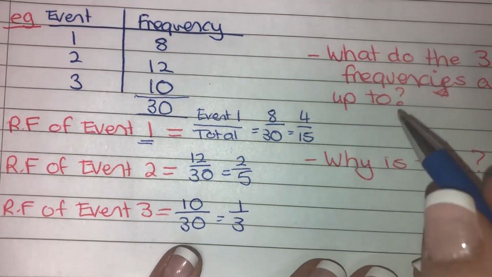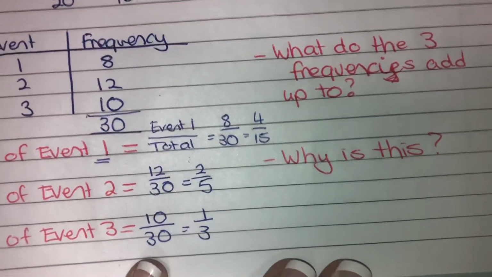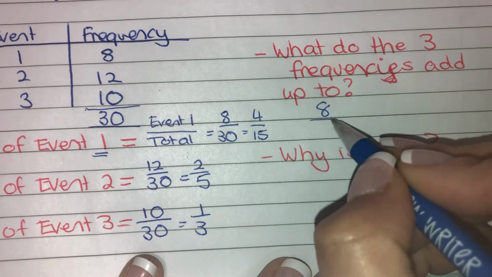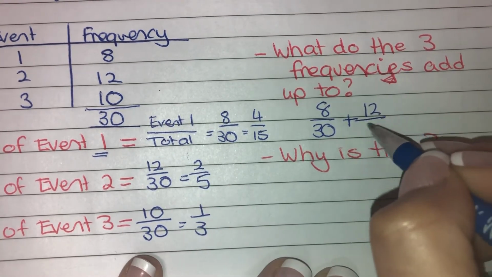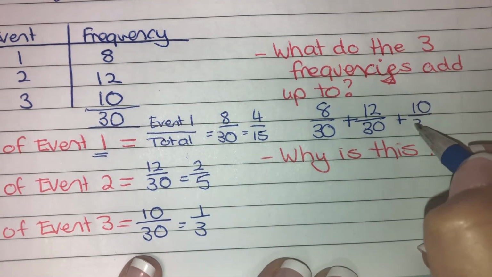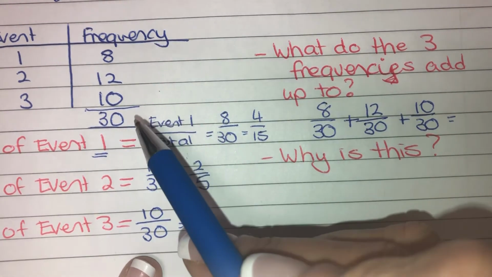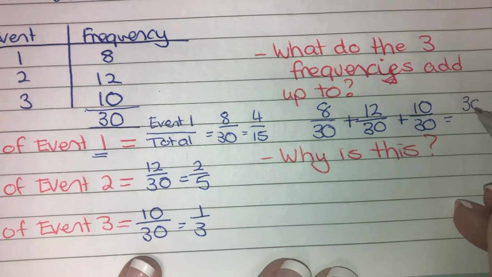Okay, what we're going to do now, it says, what do the 3 frequencies add up to? Okay, and we're going to go back to when they weren't simplified. So we've got 8 over 30 plus 12 over 30 plus 10 over 30. Now, if we're going to add them all up, hopefully you're seeing we're just adding up this total. So we should get 30 out of 30, which is, of course, 1 whole.